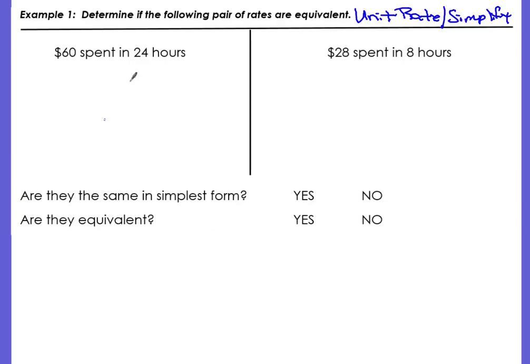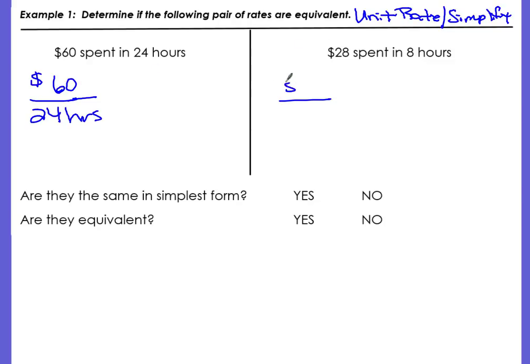First thing we're going to do is write the rate, and we want to write it in fraction form. Make sure you include labels. $60 spent in 24 hours. And the reason why we want to include the labels is we want to make sure that we are putting the money amounts in the same location. We don't want to switch it out and write the hours at the top part because that's not in the same order. So it's an entirely different rate or ratio.